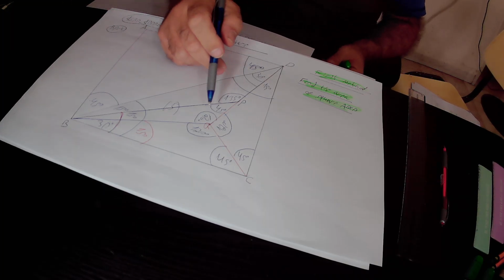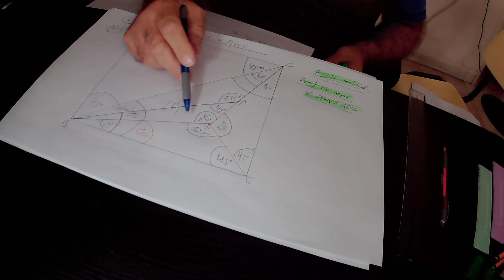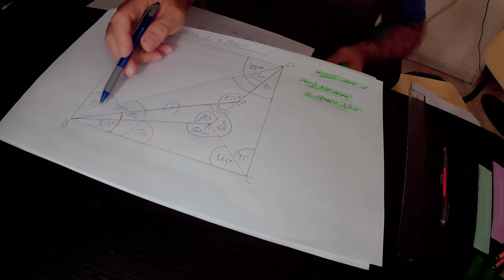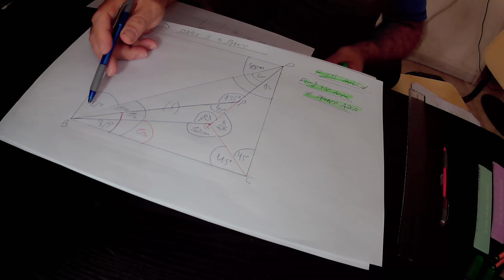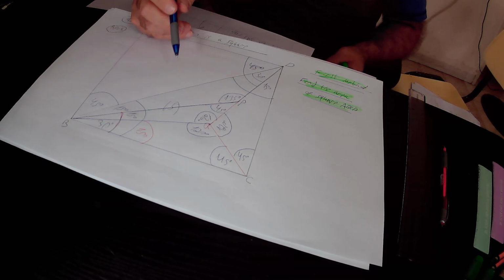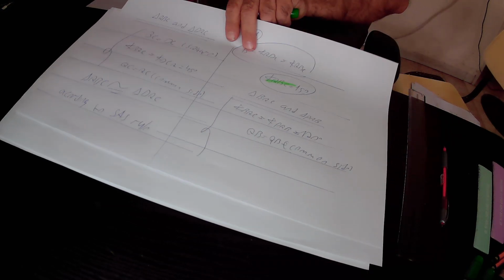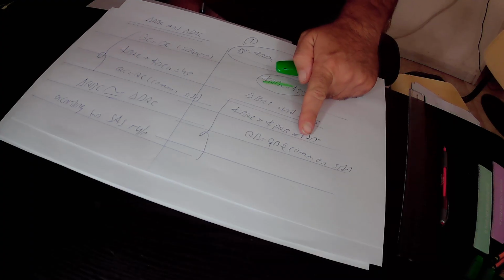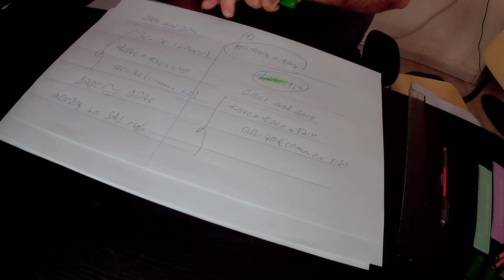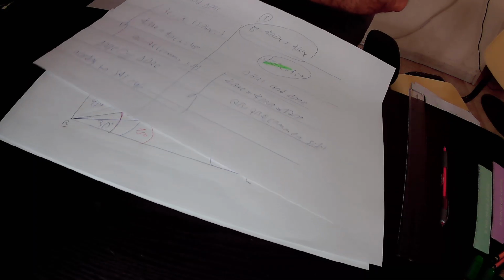In addition, side QB is a common side that belongs to both triangles. Side QB definitely belongs to triangle QBC and side QB definitely belongs to triangle BQP. So we can write down that QB equals itself. It is a common side that belongs to both triangles.